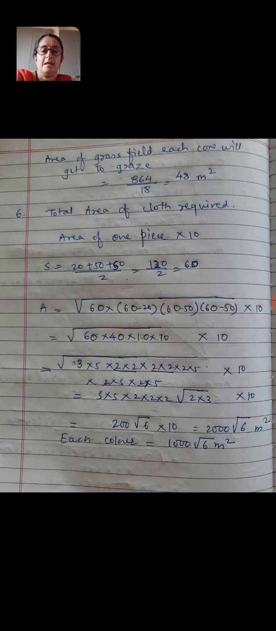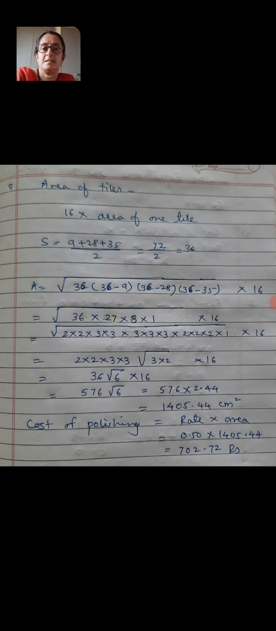Now let us go to the 8th question. The question is like this, children. A floral design on the floor is made using 16 triangular tiles. The sides of the triangle are 9 centimeter, 28 centimeter and 35 centimeter. Find the cost of polishing the tiles at the rate of 50 paise per centimeter square. So there is a floral design on the floor where 16 triangles are used, and then you have to find the area of those 16 triangles and the cost of polishing the tiles.